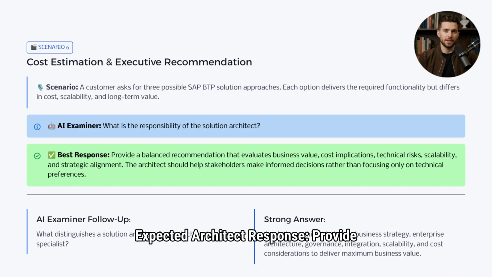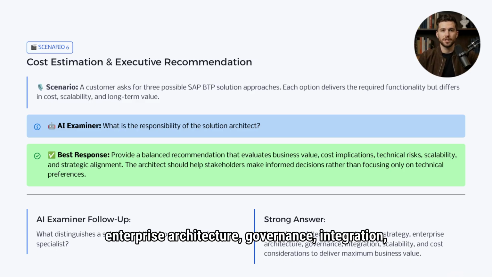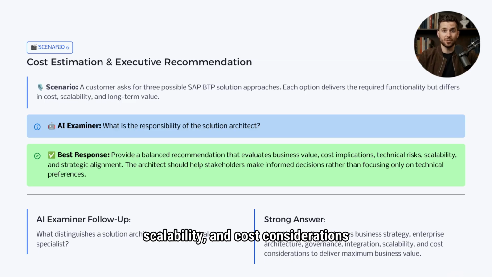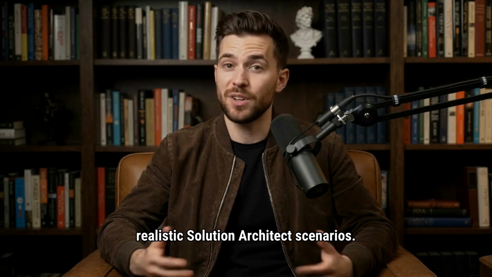Expected architect response. Provide a balanced recommendation that evaluates business value, cost implications, technical risks, scalability, and strategic alignment. The architect should help stakeholders make informed decisions rather than focusing only on technical preferences. AI examiner. Follow-up. What distinguishes a solution architect from a technical specialist? Strong answer. A solution architect balances business strategy, enterprise architecture, governance, integration, scalability, and cost considerations to deliver maximum business value.